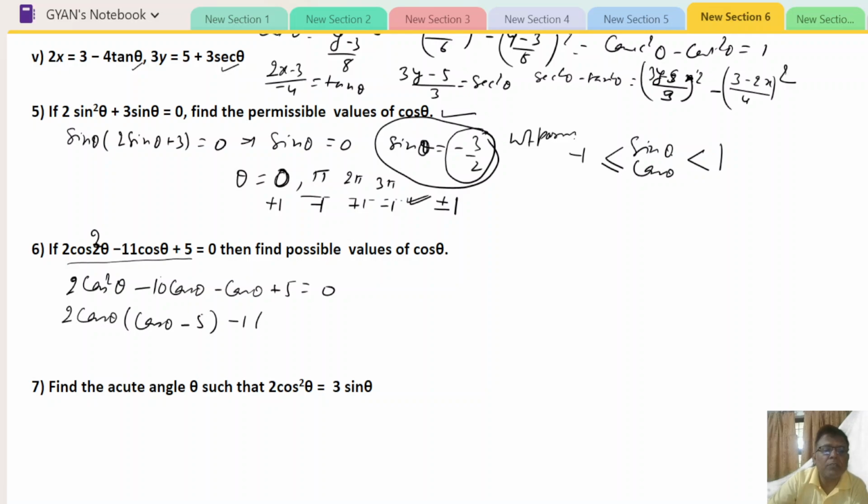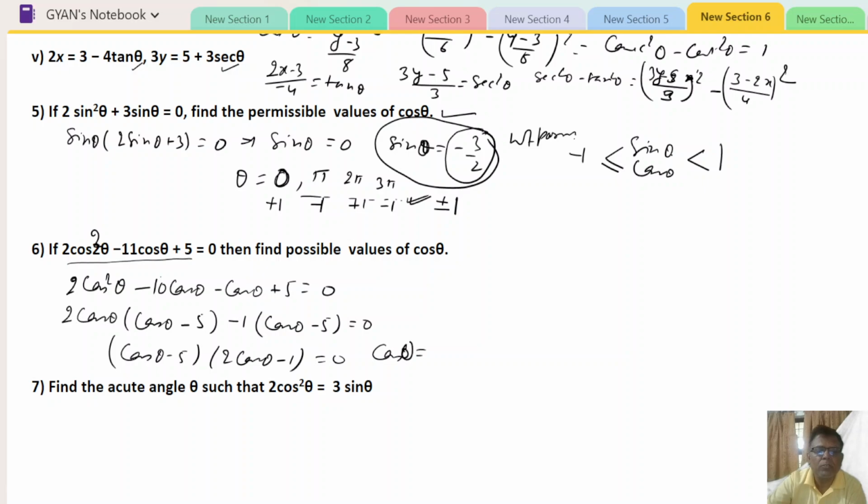And here you take minus 1 common, then cos theta minus 5 is equal to 0. Now take cos theta minus 5 common. Then (cos theta minus 5)(2 cos theta minus 1). So cos theta is equal to 1 by 2 or cos theta is equal to 5. So this is not possible, cos theta equal to 5 is not possible.